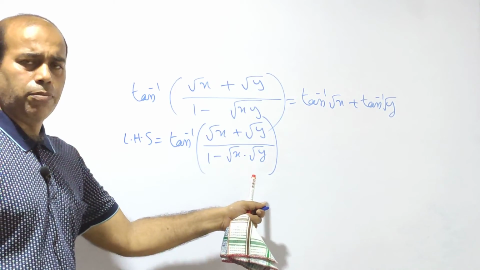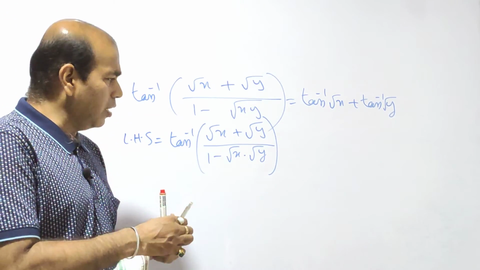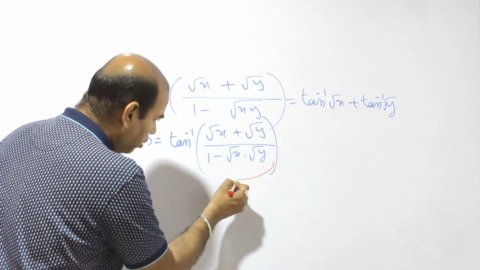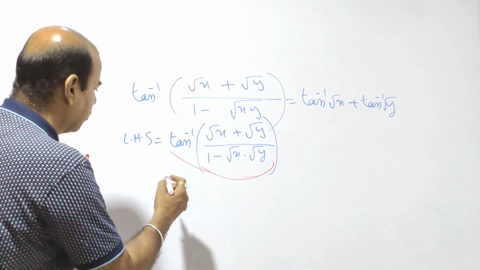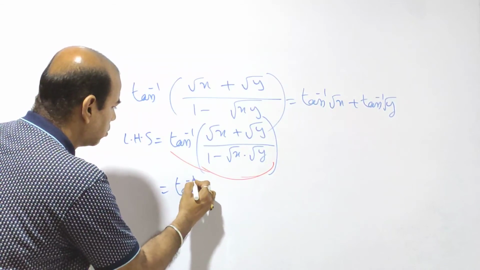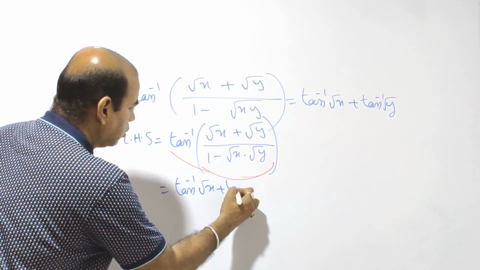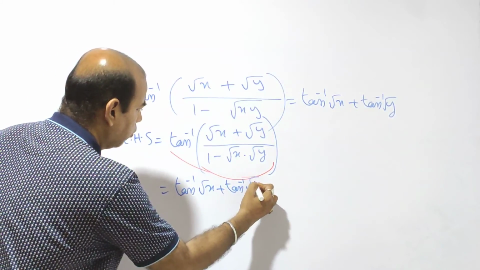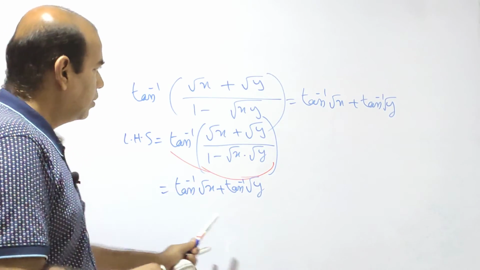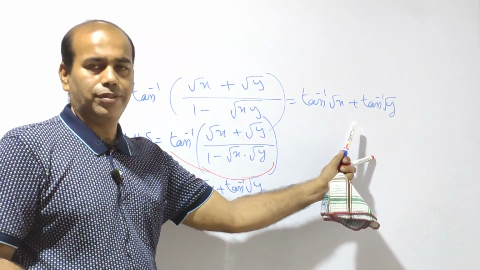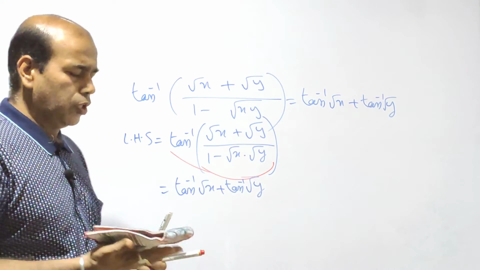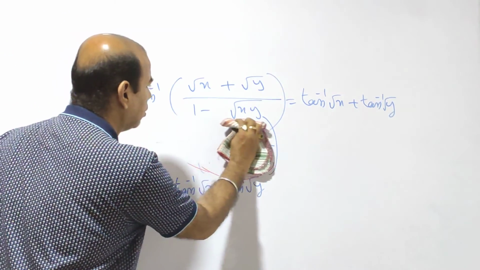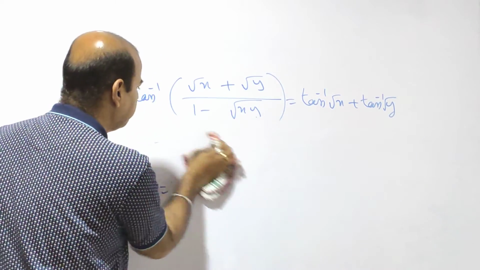Now this fits the formula. Students, I am again marking this part for you. It is fitting the direct formula, which gives tan inverse root x plus tan inverse root y. That's the proving. That is a simple way of solving. I can do another way also, so let me see the next method, how to solve this question.